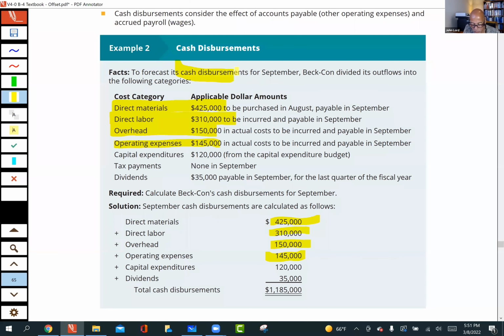This to me would have been more interesting if they had maybe said of which 20,000 is depreciation, then I'd have to reduce that by 20,000. But okay, whatever. I'm not going to argue with the question. Capital expenditures, okay, which aren't part of our operating budget, but if we're going to acquire something in that period, then we'd have to include that. They tell us no tax payments. Okay, then why'd you bother me with it if you're not going to have a number there? And then the dividends, and we have to pick that up.